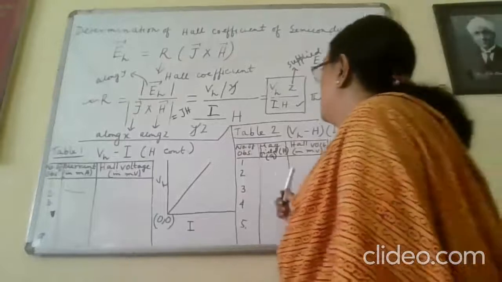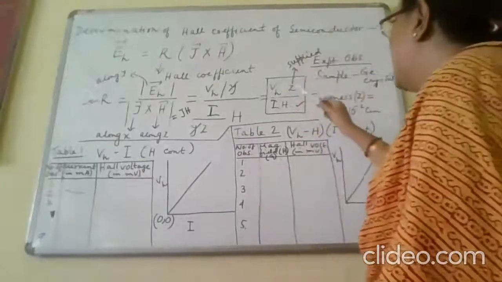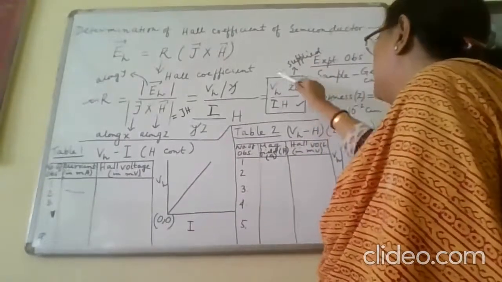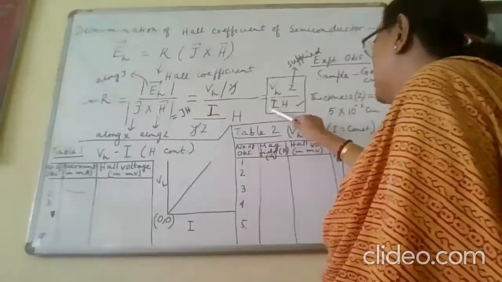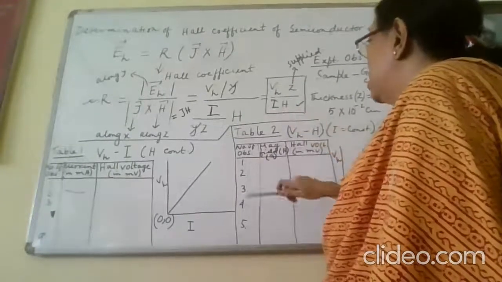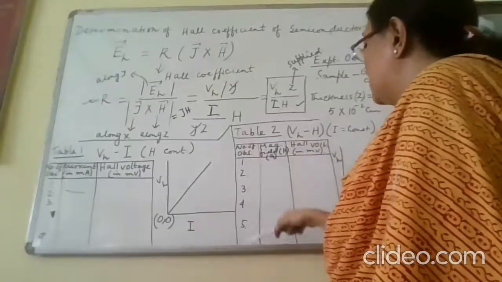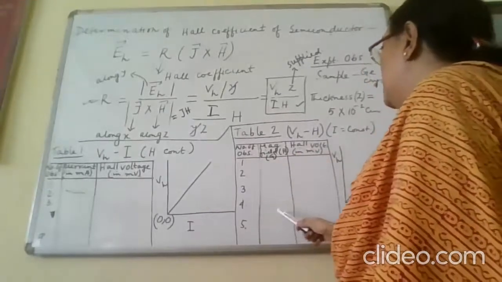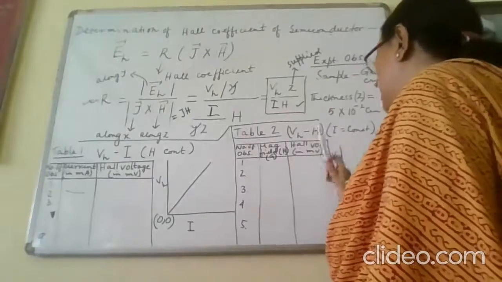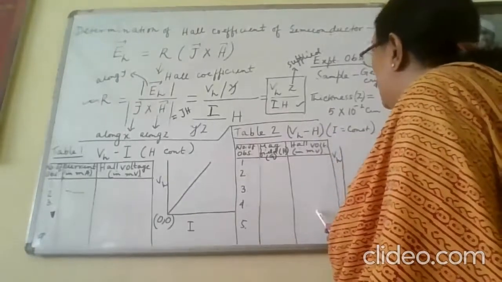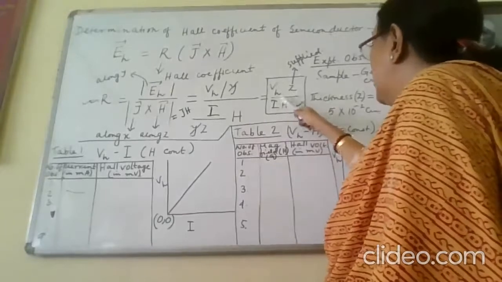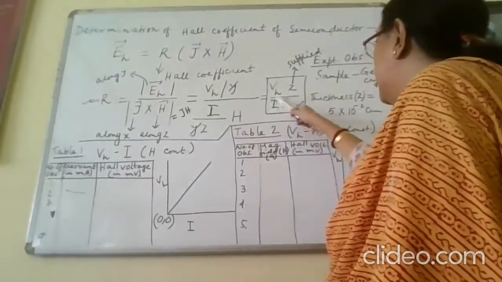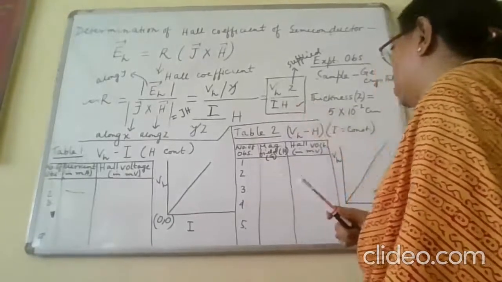Now come to table 2. Here we will vary H and we will take VH, keeping I constant. Okay. So here we will take a number of observations and vary the magnetic field, and the Hall voltage that we get, we will measure. Now here the current I passing through the semiconductor is kept constant.